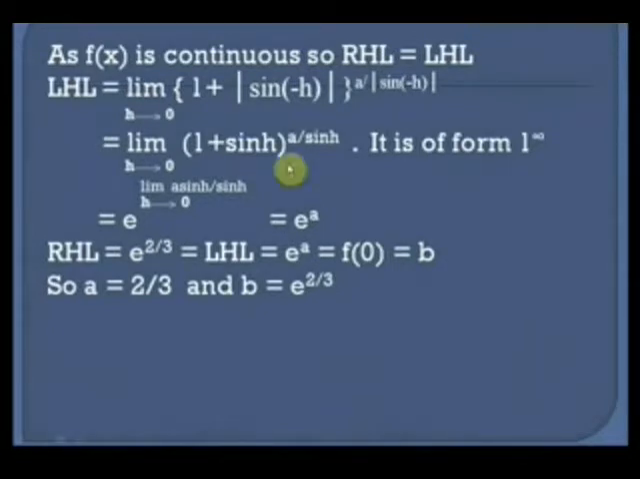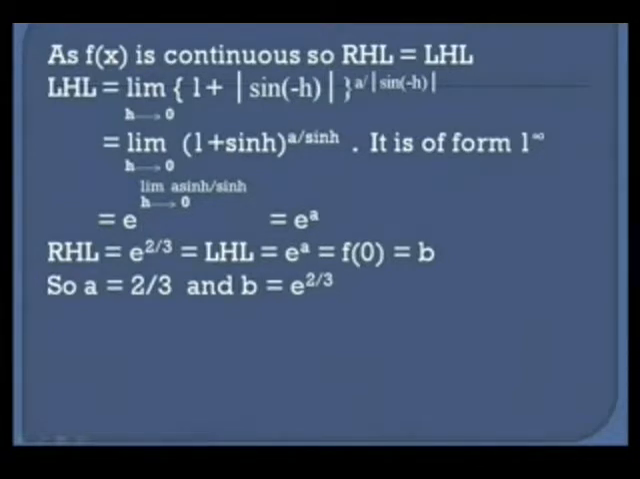Now we write it as e^(limit a sin h / sin h), h tending to 0. sin h and sin h get cancelled, and we get e^a. Now we know that RHL is equal to e^(2/3), and LHL is equal to e^a. And also for f(x) to be continuous, f(0) should be equal to the left hand limit and the right hand limit, and f(0) is equal to b. Therefore from this we get a equal to 2/3 and b equal to e^(2/3).